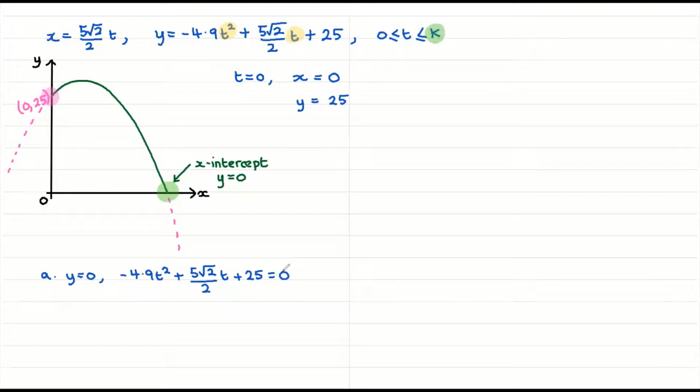All right, now to show a bit of working out, to convince the examiner you know what you're doing, we have the quadratic in the correct form. We've got an a value as minus 4.9. So let's just write that down. So we have a is equal to negative 4.9. Okay, the b coefficient is right here. It's positive as well. So it's plus 5 root 2 over 2. So we'll write that in as well.